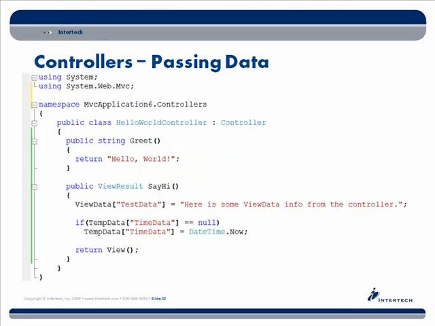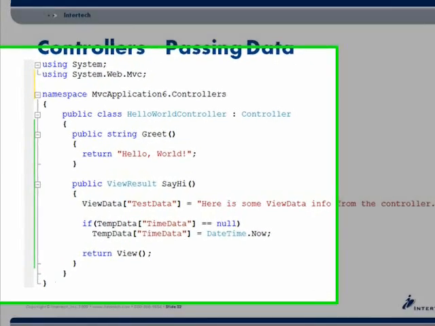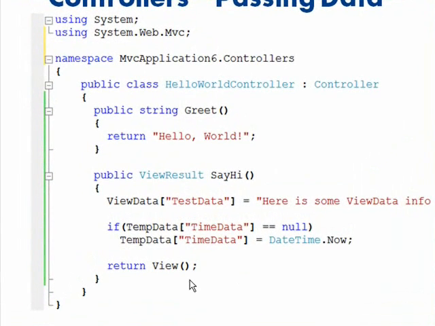Here you can see we've got two public methods, right? We've got the Greet method and we have the SayHi method. Again, the Greet one's just returning a string. Whereas the SayHi method, this one's different. It's sticking some information in that ViewData dictionary object, called "Here is some view data info from the controller," and then it returns a view. Now when you're doing that return View command, that last line of code there, it actually looks for the SayHi view.